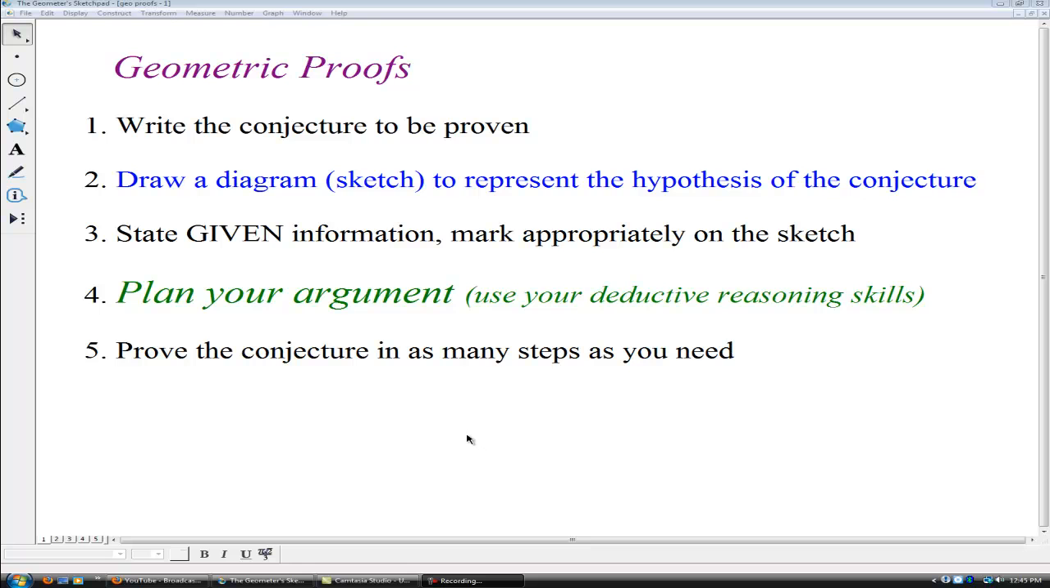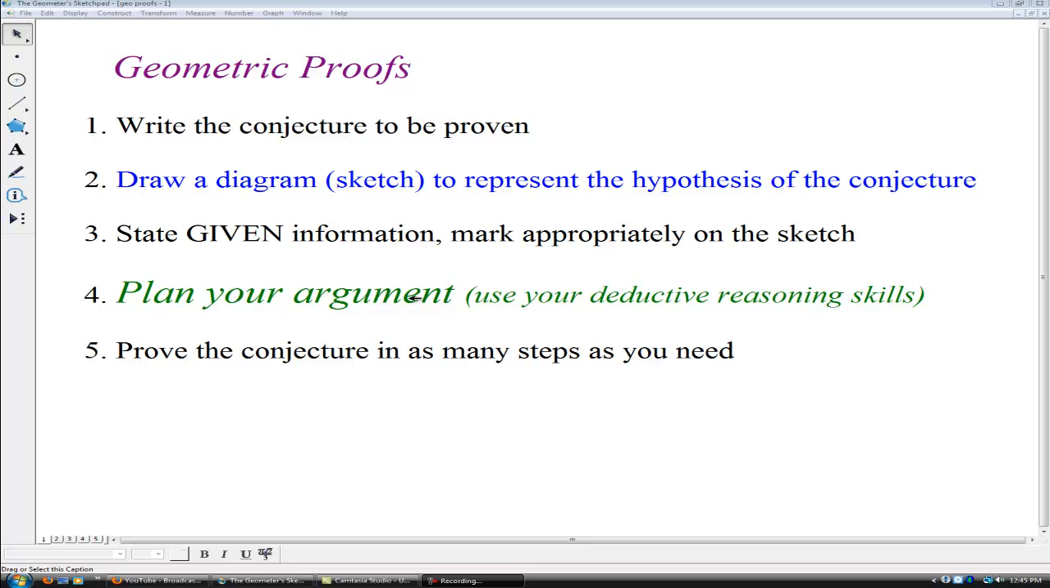Now let's look at geometric proofs. And again, these will be two-column proofs. Here's what we want to do. First, we want to write the conjecture to be proven. Second, draw a diagram or sketch to represent the hypothesis of the conjecture. Third, state the given information. Mark appropriately on the sketch.